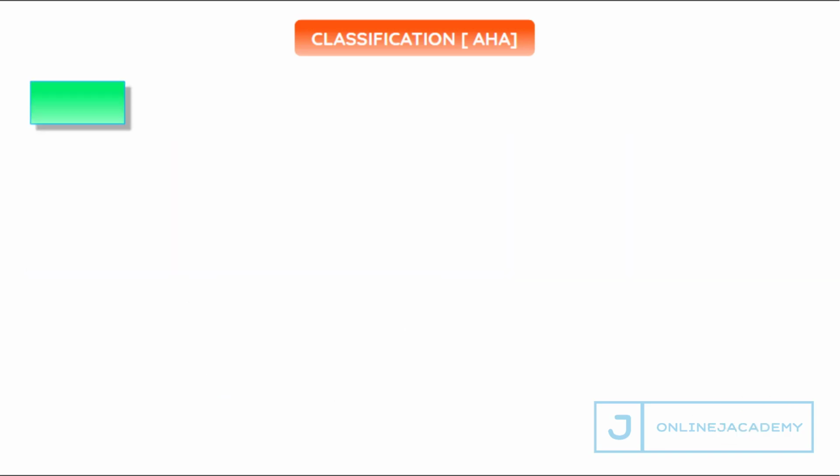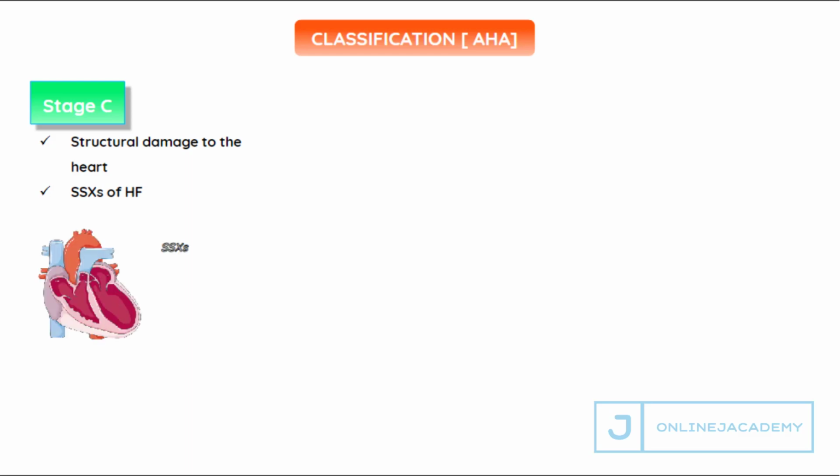Stage C, we have structural damage to the heart, and we also have signs or symptoms of heart failure. So this patient has signs or symptoms of heart failure. What are those? Some examples: dyspnea, orthopnea, tachycardia, right? We have pulmonary edema due to pulmonary congestion, tachycardia from stimulation of the sympathetic nervous system, and then orthopnea and dyspnea, shortness of breath, right?